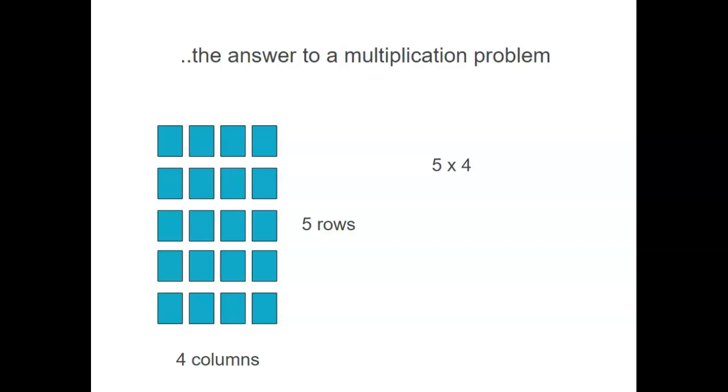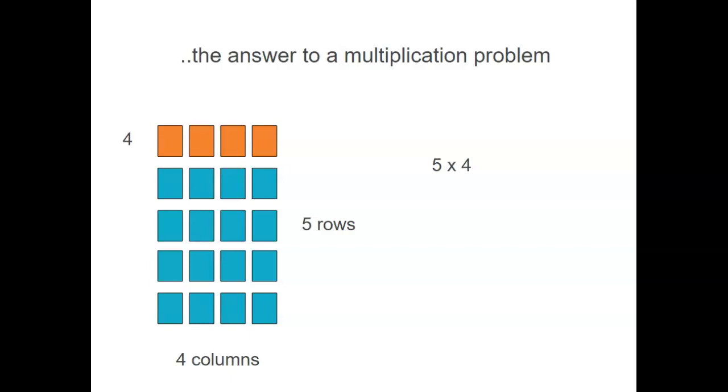Here's our array with 4 columns and 5 rows. It actually helps us with the product of 5 times 4. Multiplication is like counting how many groups of something we have. 5 times 4 can be the same as thinking about having 5 groups of 4 things.